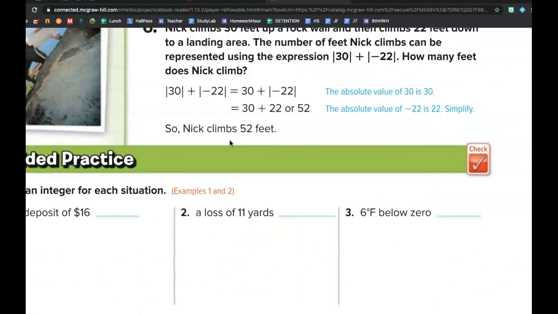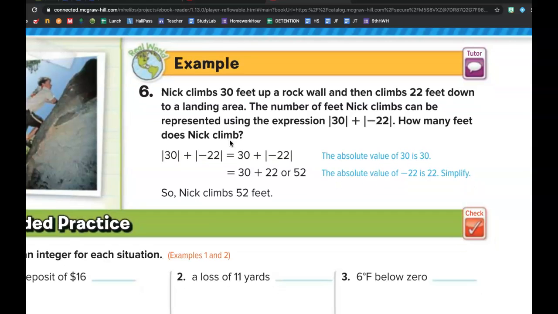Okay, up at the top, we're reading example 6. It says Nick climbs 50 feet up a rock wall and then climbs 22 feet down to the landing. We're going to figure out the total distance that he climbs. Since we're talking about the total distance, we're going to use absolute value, because absolute value is the distance.